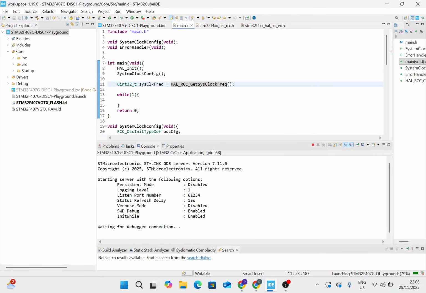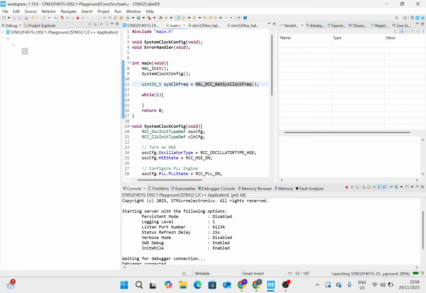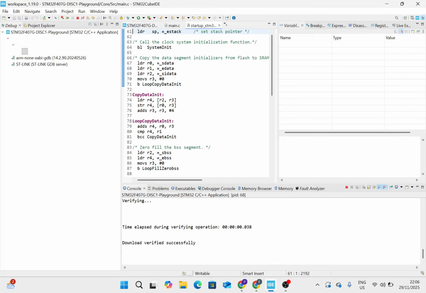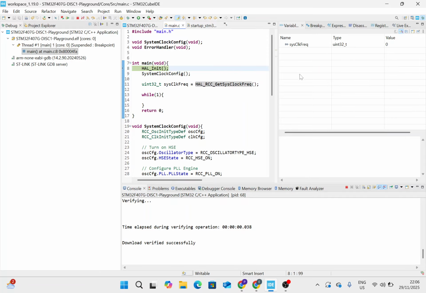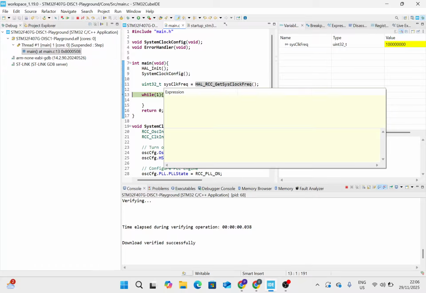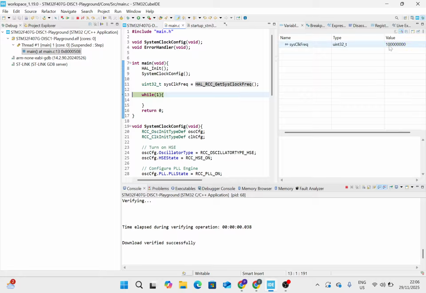And I'm waiting for the debugger to start so we can see what value the system clock frequency currently is after running this code. So at the moment, you can see that sys clock frequency is 0 because we haven't executed the clock configuration and we haven't read it, right? So I'm going to step over. So HAL init has executed, system clock config has executed, and then now sys clock frequency has been read, and you can see here that this is 100 megahertz, which is also 100 million. Now let me stop this.